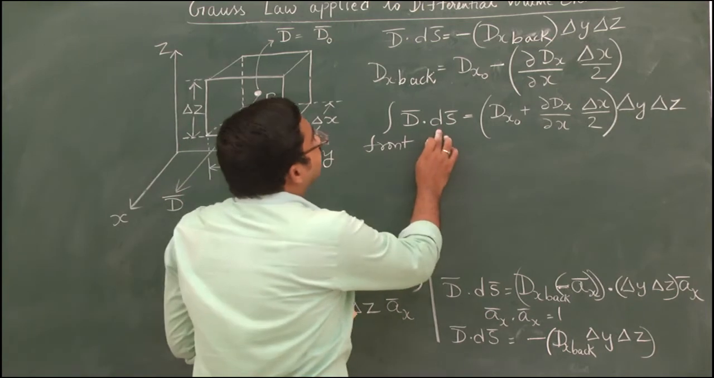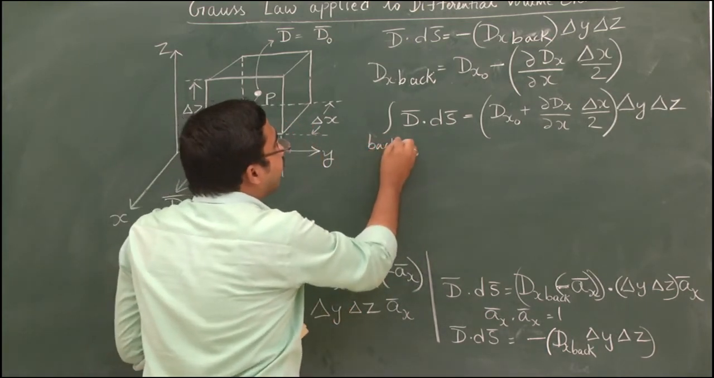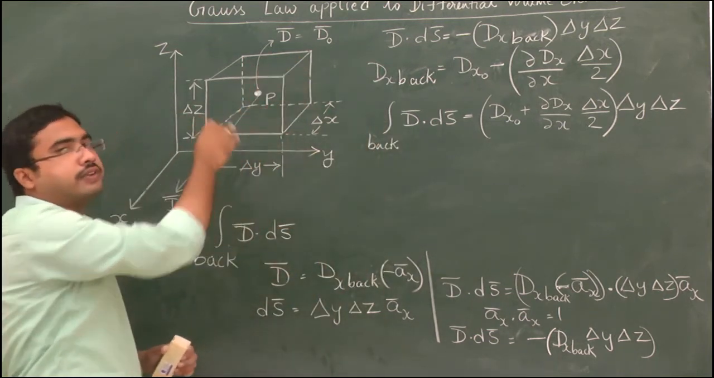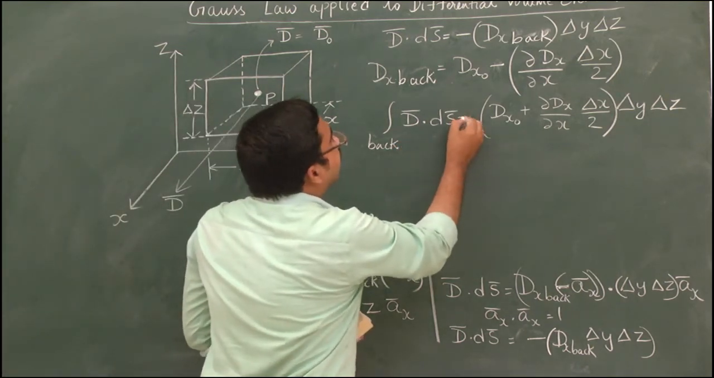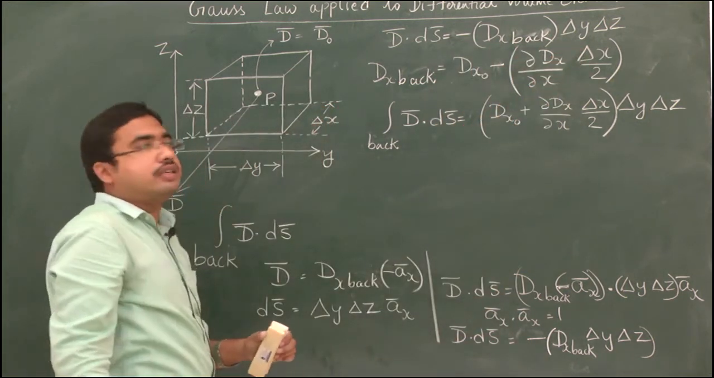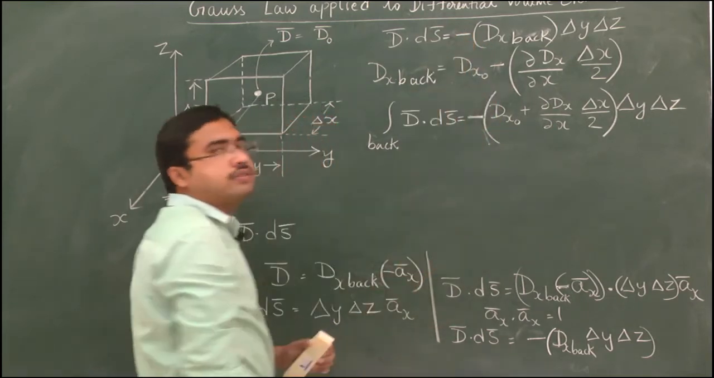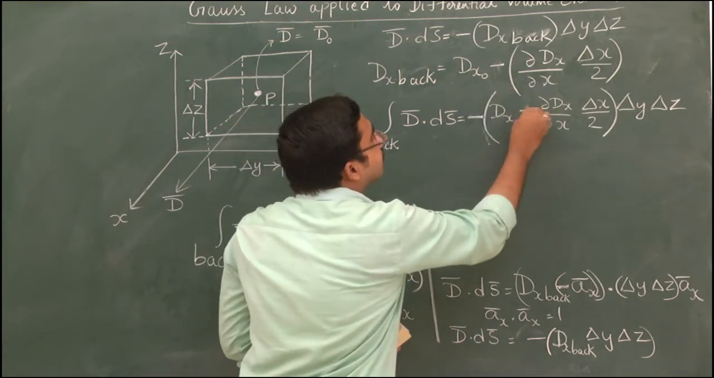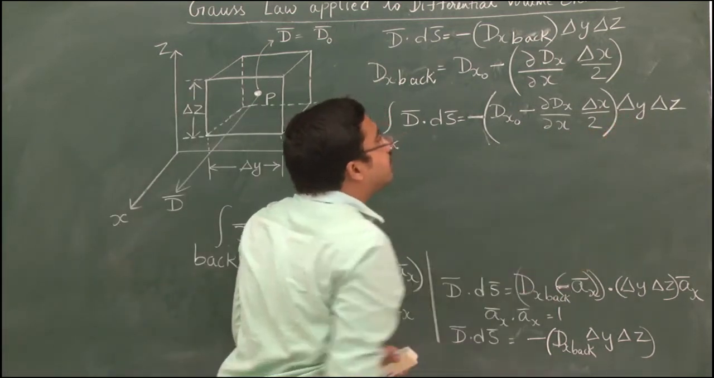Okay. So now what is the integral of D bar dot dS bar from the back side? Integral D bar dot dS bar for the back side surface of this differential volume is equal to, already we have minus of Dx of back side into delta y delta z. That means outside we should keep a minus sign. Minus of Dx naught, here the minus sign is there, dou Dx by dou x, delta x by 2 into delta y delta z.